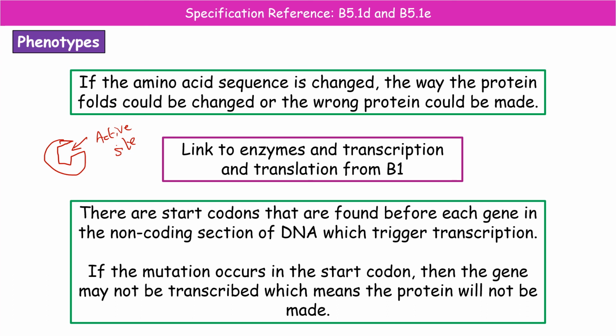Last little bit to consider here then is how we actually know where to start copying a gene from. We have these things called start codons. So it's literally the codon of 3 bases that says start here. Now those are located in the non-coding section of DNA. So what we find is if the mutation occurs in that start codon, then the gene may not be transcribed, full stop. So if that's happened and we're not able to transcribe the gene, we clearly won't make that protein at all. So whatever that protein did is not going to happen in the organism. And obviously that can be incredibly serious, potentially life-threatening.